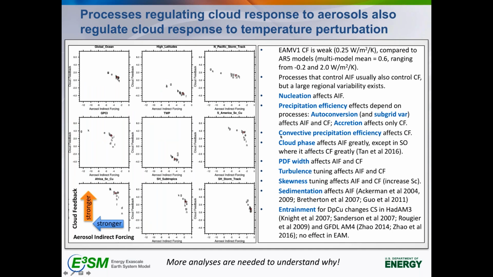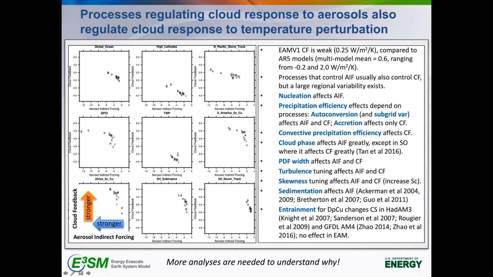So I did this sensitivity test, and I completed 27 sets of simulations, and I computed this aerosol indirect forcing and the cloud feedback, and I made this scatter plot. Each point shows one configuration where I change a process or parameter one at a time. And for the global ocean, you can see that when I change something that reduces aerosol indirect forcing, it also reduces cloud feedback. And so that's something to keep in mind.